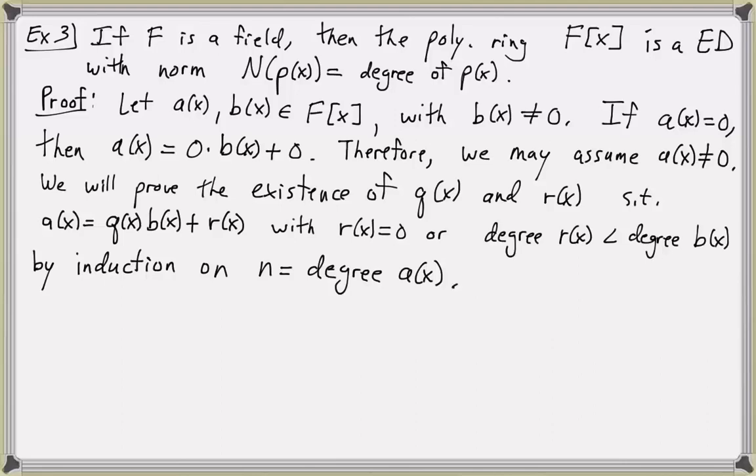So our inductive hypothesis is that we've shown that when A is the zero function, the division algorithm holds. We're going to assume now that the division algorithm holds for any polynomial of degree less than N, and then we're going to show that the division algorithm follows for A of X with degree N.